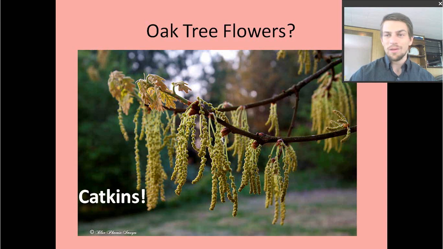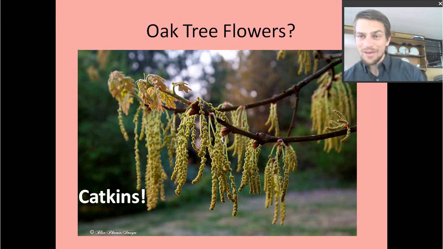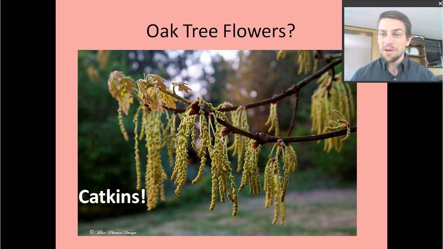And notice it's very appropriate because it kind of reminds you of a cat's tail, like I said earlier. And some of them are actually very fuzzy like a cat as well. So it actually does come from a word, I think from German, that means kitten. So the catkins are the flowers that oak trees use.